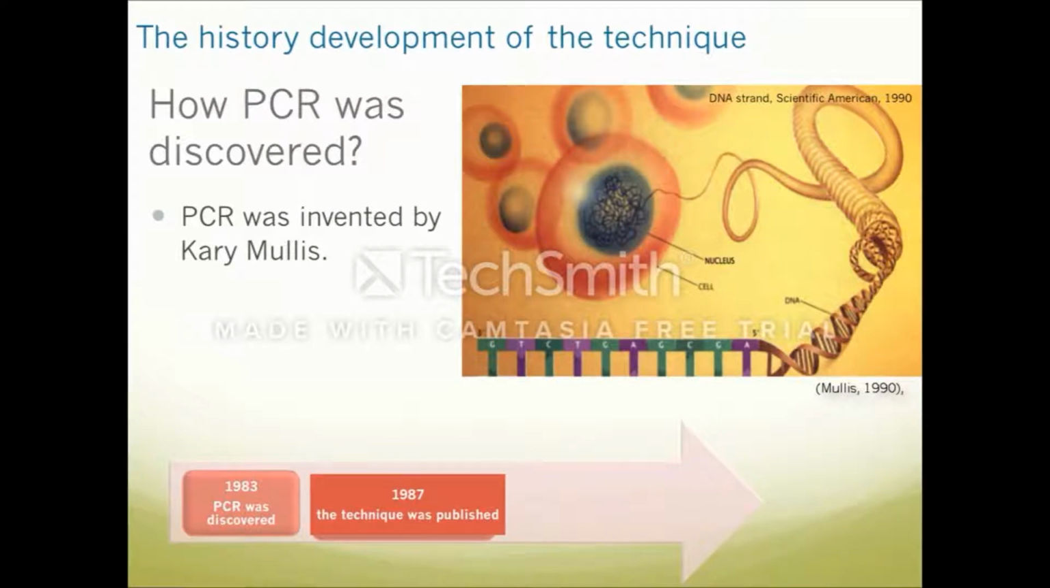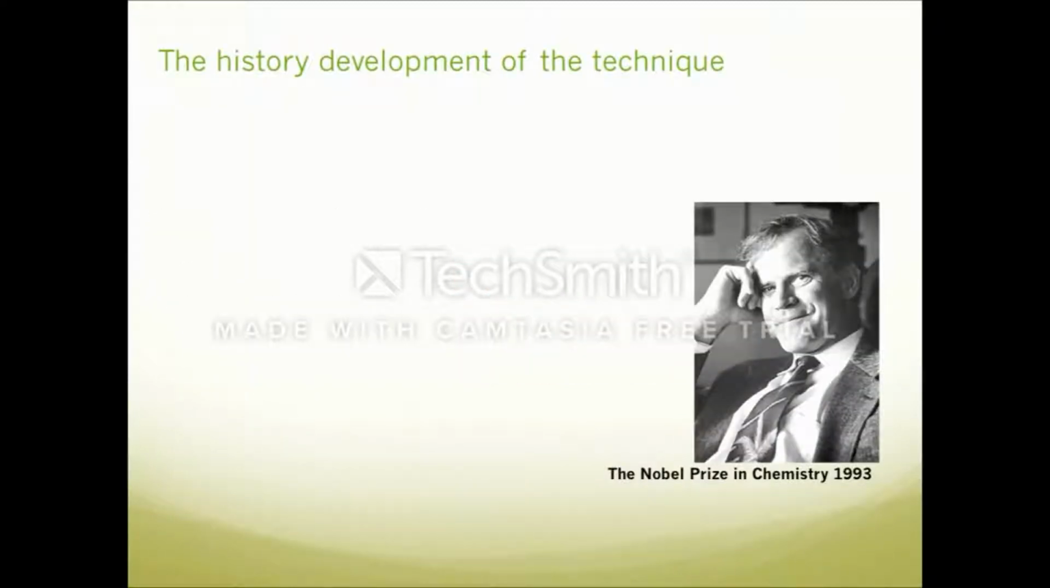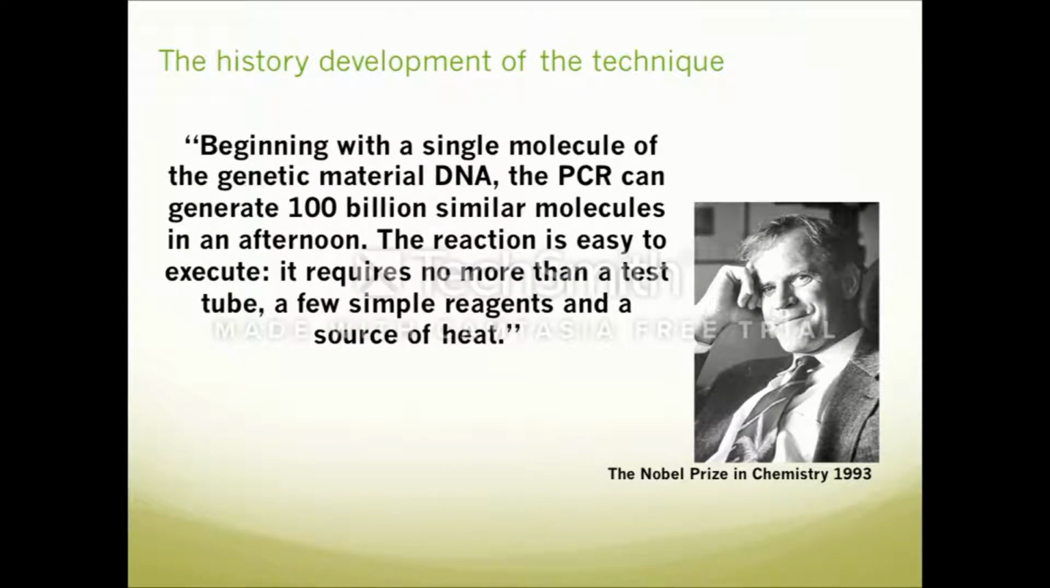The technique was published in 1987, and in 1993, Mullis and his colleague Michael Smith shared the Chemistry Nobel Prize for the PCR invention. Three years before receiving the Nobel Prize, he wrote in the Scientific American, beginning with a single molecule of the genetic material of DNA, the PCR can generate 100 billion similar molecules in an afternoon. The reaction is easy to execute. It requires no more than a test tube, a few simple reagents, and a source of heat.